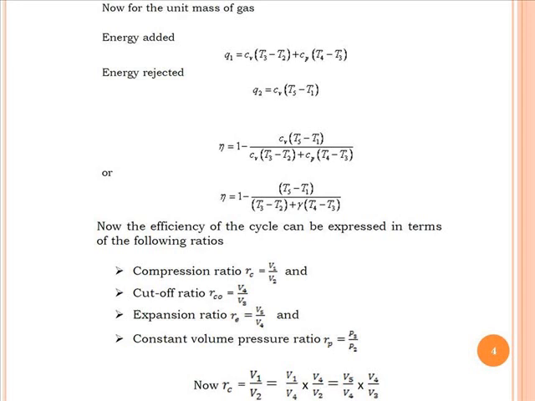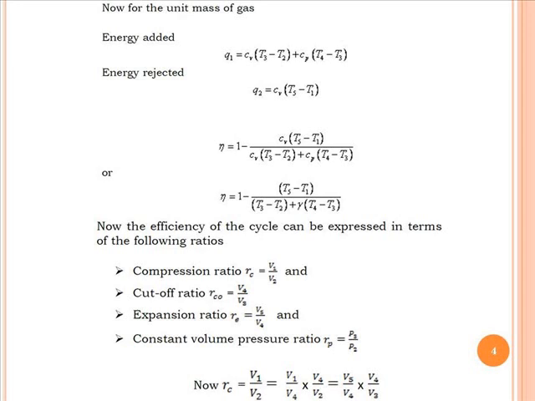So now efficiency equals 1 minus Q2 by Q1, that is 1 minus heat rejected divided by heat supplied, that is equals 1 minus Cv into (T5 minus T1) divided by Cv into (T3 minus T2) plus Cp into (T4 minus T3). So we can simplify it: efficiency equals 1 minus (T5 minus T1) divided by (T3 minus T2) plus gamma, that is the adiabatic index, which is a ratio of Cp by Cv, into bracket (T4 minus T3). That is our equation for efficiency.